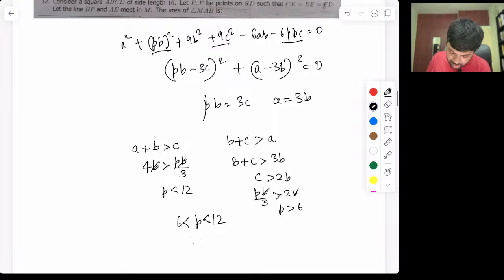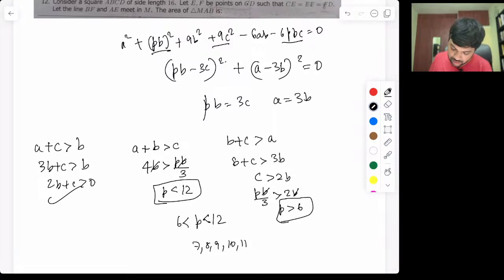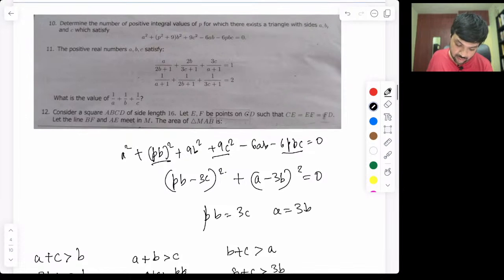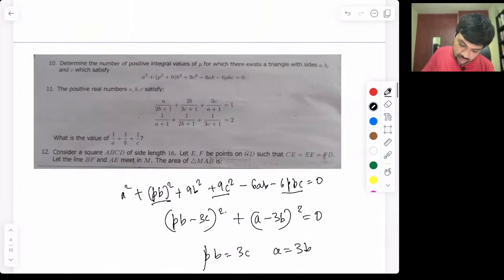So P can take values 7, 8, 9, 10, 11. I think the other one will not give you anything new, because A plus C is greater than B will be trivially true because A is 3B. 3B plus C is greater than B, same as saying 2B plus C is greater than 0. So this is always true. But one of them will give you this bound, the other one will give you this bound. And if all these 3 inequalities are satisfied, then ABC form a triangle. So the answer is 5, right?